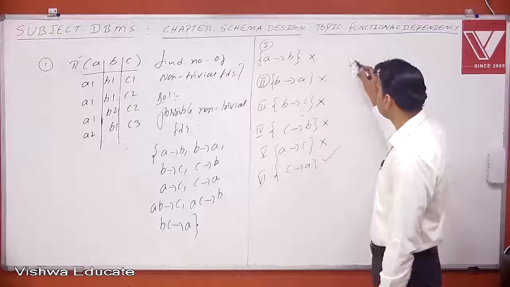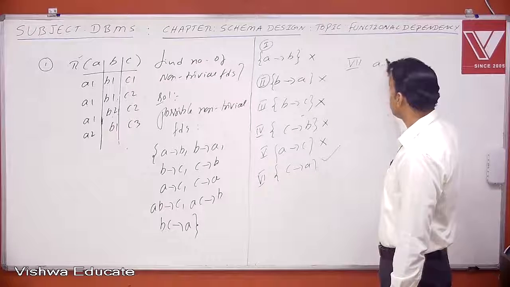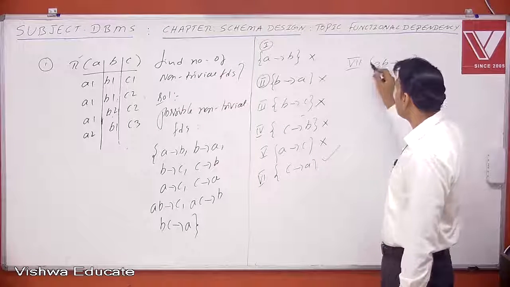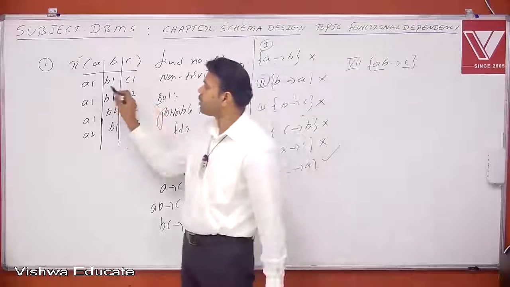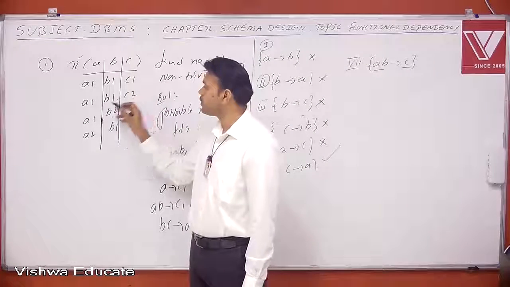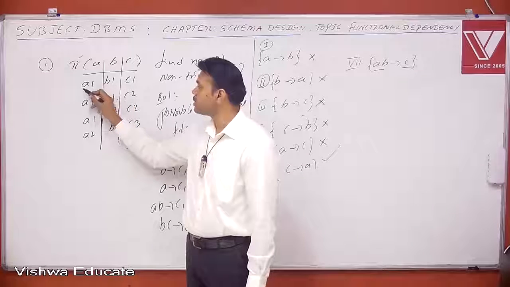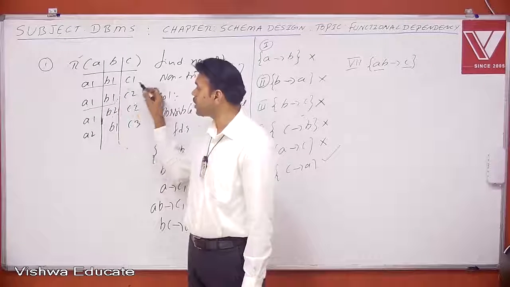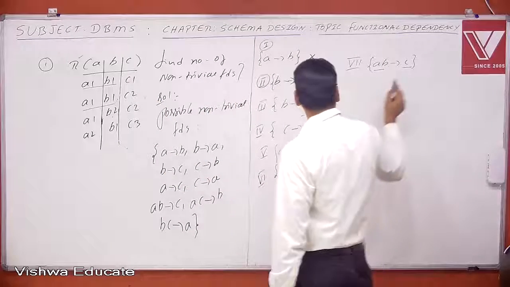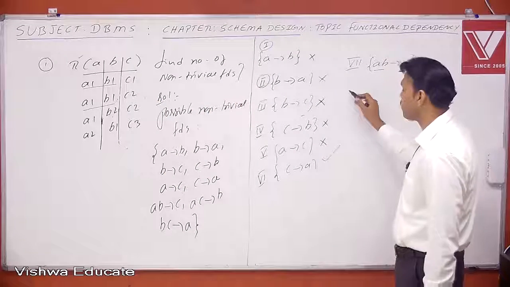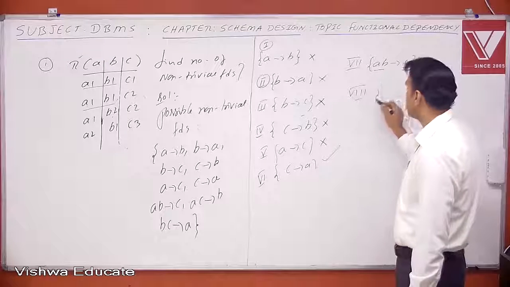And next one, AB to C. This time, AB is the determinant, C is the dependent. So A1, B1, C1. This is fine. A1, B1 is repeated, so what has to repeat? C1 has to repeat. But what is given? C2. So hence, this is also wrong.